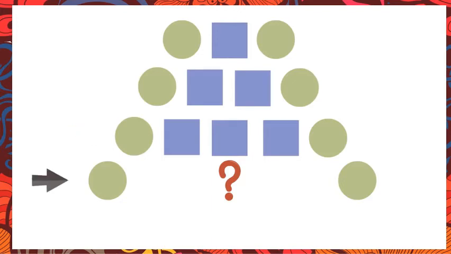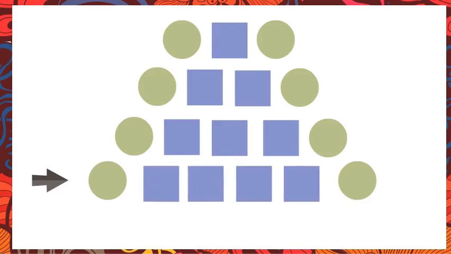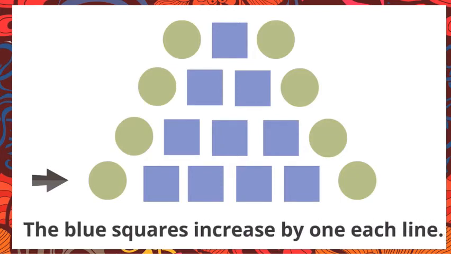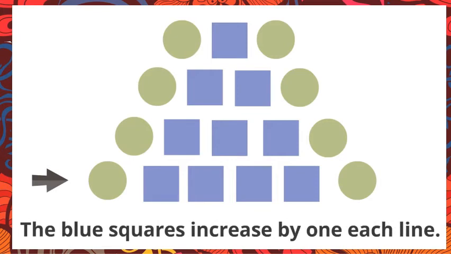So let's complete this pattern. How many blue squares are in this fourth line? Yeah, 4. The fourth line has 4 blue squares in between the green circles. How can we know that? Well, the blue squares increase by 1 each line. The blue squares in between the green circles keep growing by 1 every line. That's how this pattern works. Great job.